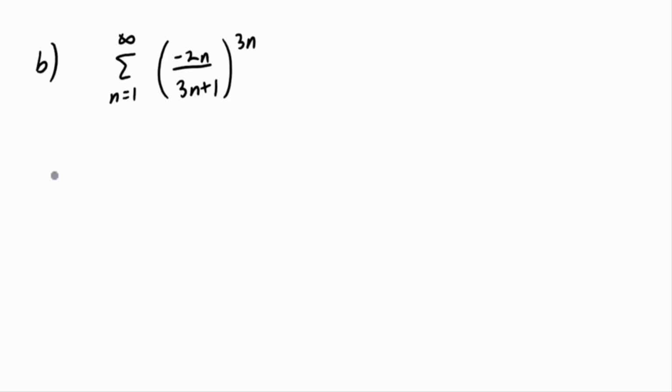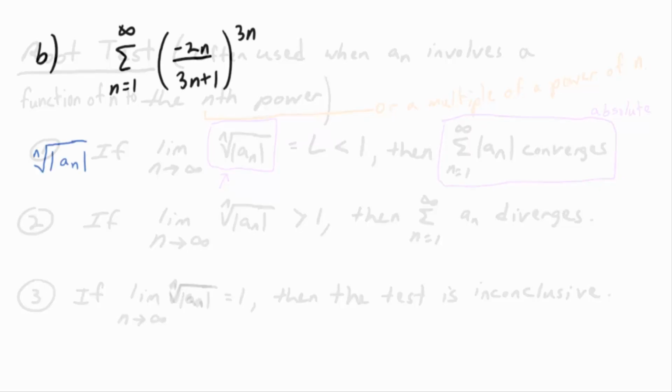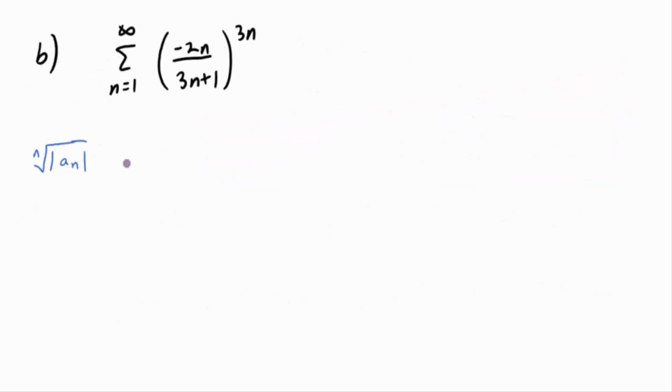That's the thought process. So write down generically the nth root of the absolute value of an. Remember what the root test says. Let me go back to it. The root test says you need to determine what the limit of that thing does as n goes to infinity. And then you can apply the root test to it. So that's why we write it down first. So we write that down, nth root of absolute value of an. And here, do the absolute values matter? They do.